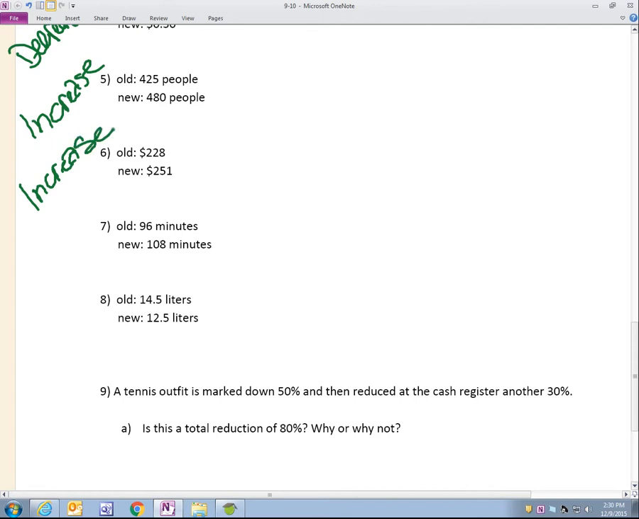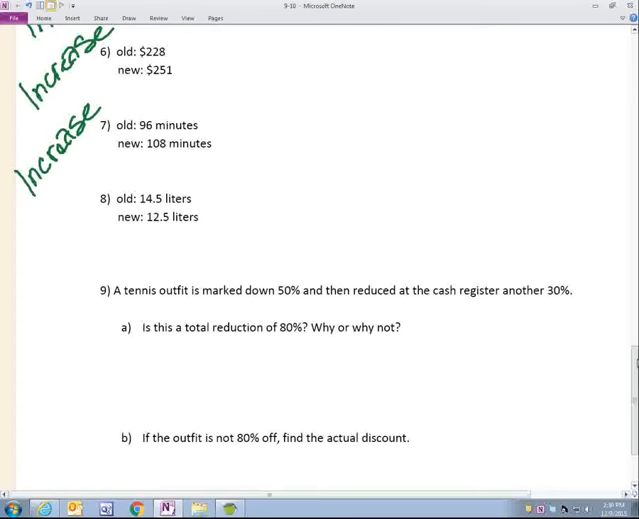Okay, I don't need all the extra commentary. Put your foot down, please. I do not need extra commentary. After I get done saying it, you say whether you think it's increase or decrease. The old is 96 minutes. The new is 108. Increase. Next one. Shh, let me say it. The old is 14.5 liters. The new is 12.5 liters. It is a decrease.